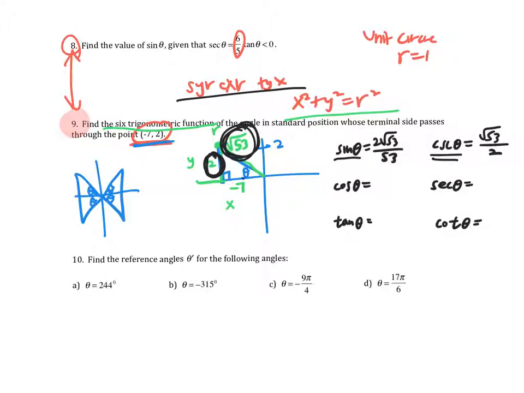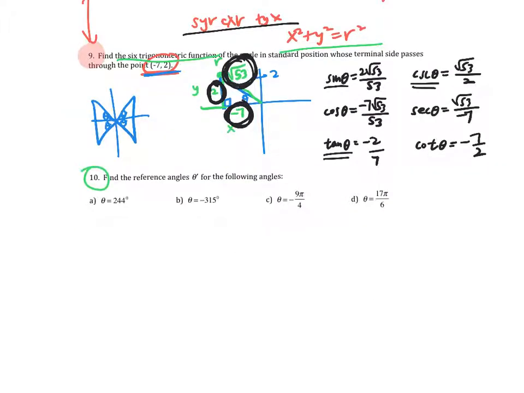Cosine theta is CAH, so x over r, negative 7 over root 53, which will rationalize to negative 7 root 53 over 53. Secant theta is the reciprocal, so it's root 53 over negative 7. Just a quick reminder that this negative could be in the denominator, in the middle, or in the numerator. And tangent theta is opposite over adjacent, or y over x, that's negative 2 over 7. Cotangent is the reciprocal, so it's negative 7 over 2.